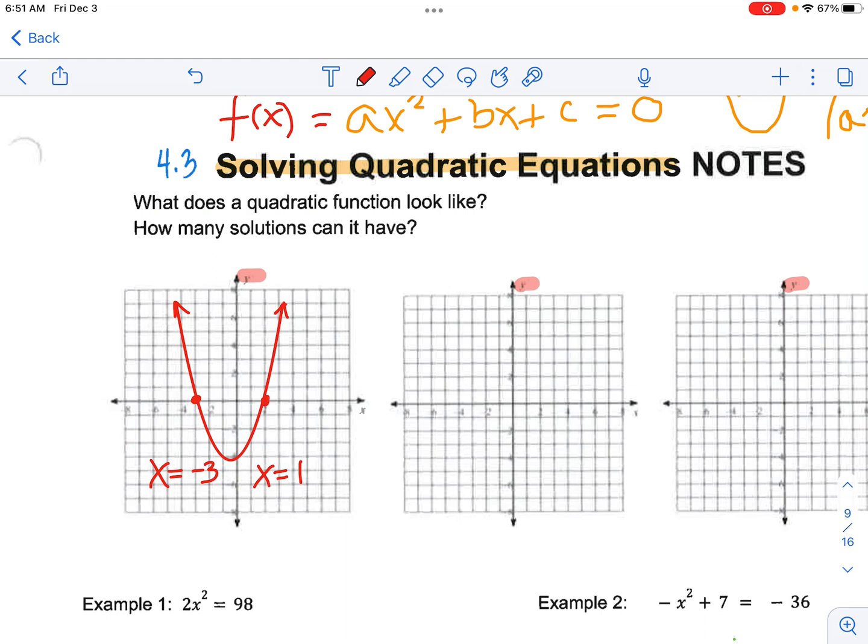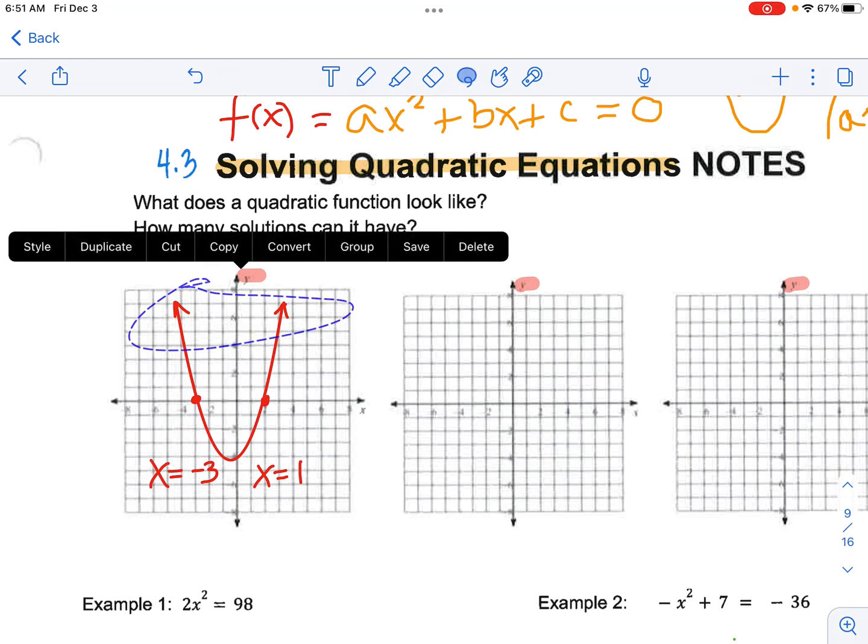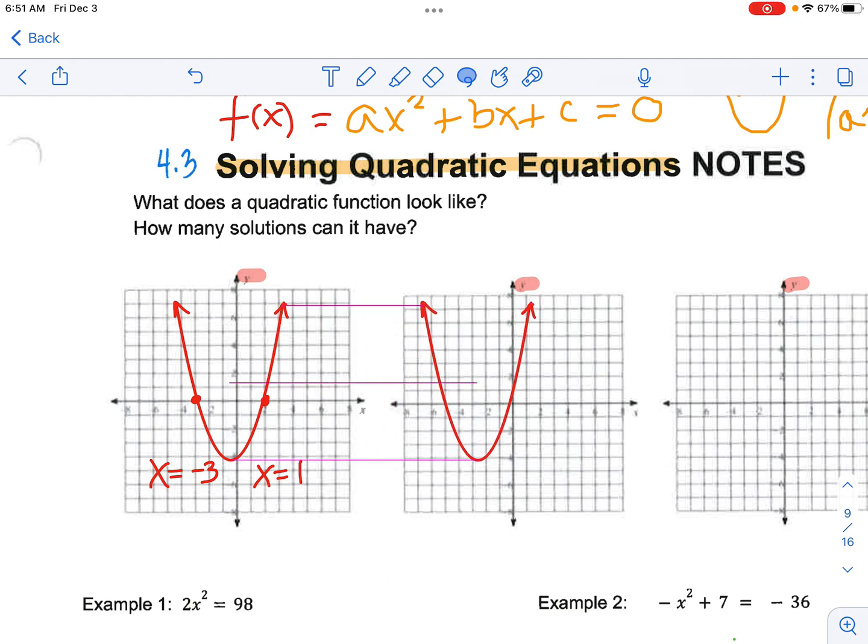But really, it doesn't have to cross that x-axis twice, right? If we take this parabola and duplicate it and slide it over here, we could put it anywhere. If we put it down farther, it would still cross. Right now we're right here, but if we slide it down, it would still cross in 2 spots, even if we went all the way down to here, because those arrows mean it goes up forever.